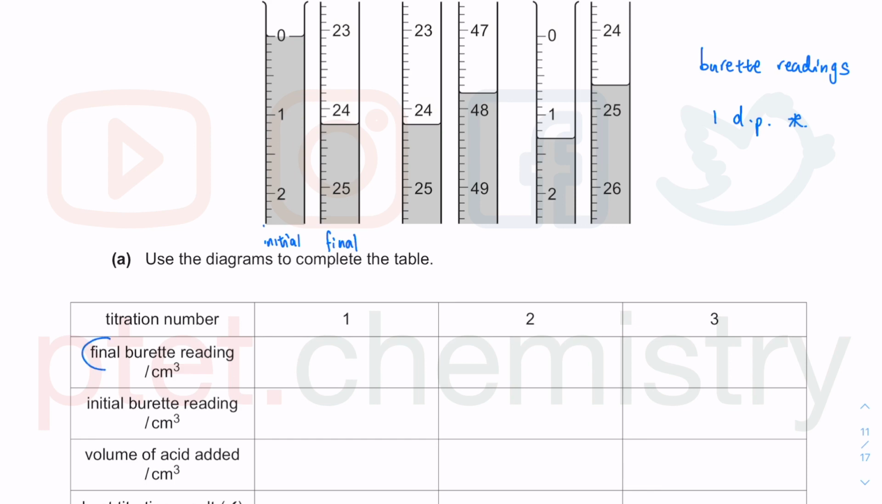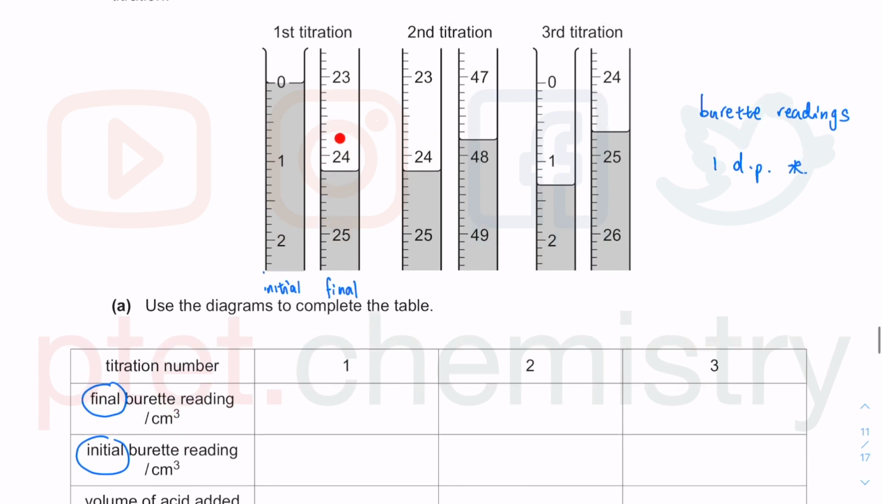So always read the heading whenever you label your table in a theory paper. It depends on your label really. If you put down initial here, then you write down the initial volume. Since this one has listed this as final burette reading, this is the final burette reading. This is 24.0, 25.0, so there's 24.1, 24.2, because the reading increases downward. So there's 24.2 cm cube.